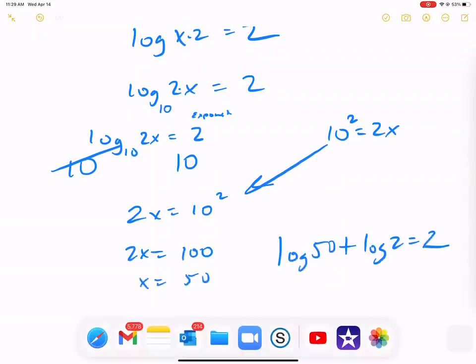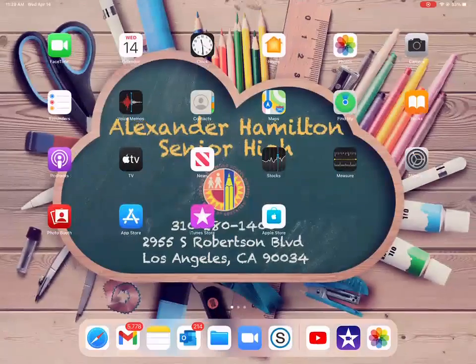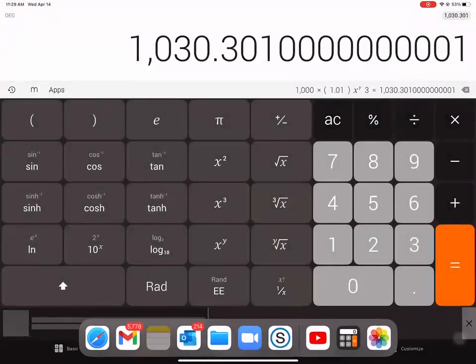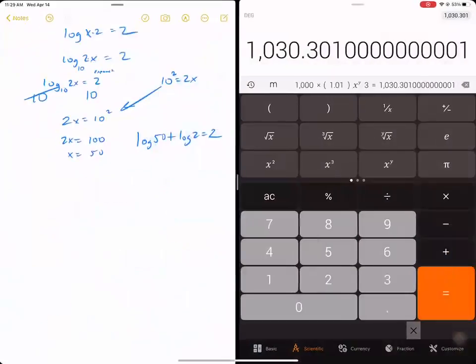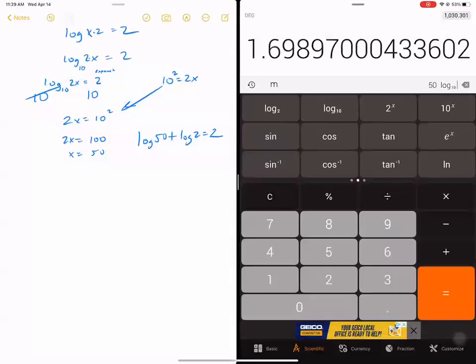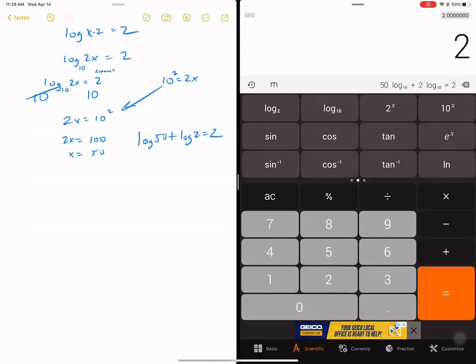Just to verify that on my calculator, let's see if I can find my calculator. No ads, no ads. Okay, so if I wrote log 50 plus log 2, that gives us that 2 number that we were hoping for. So not really a guess and check type problem in this case.